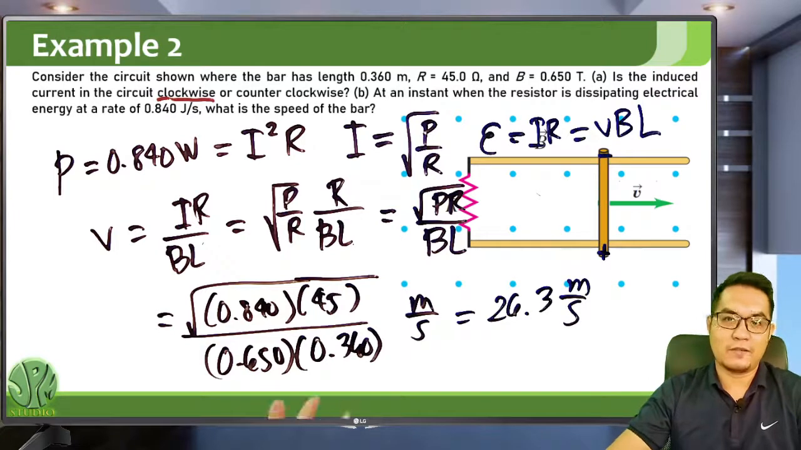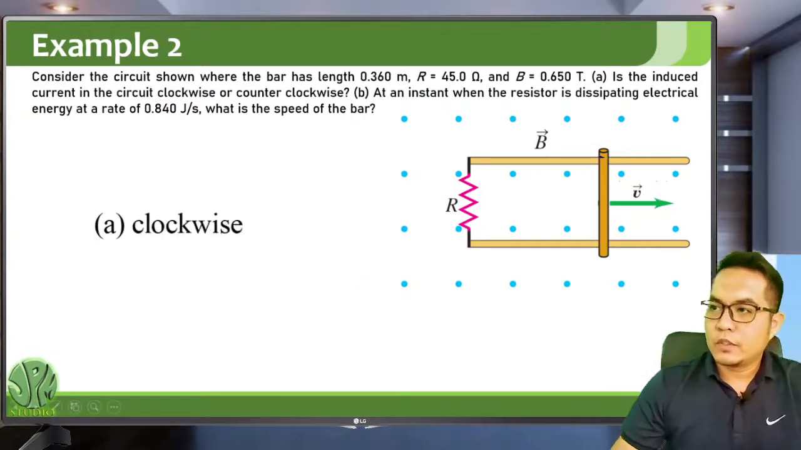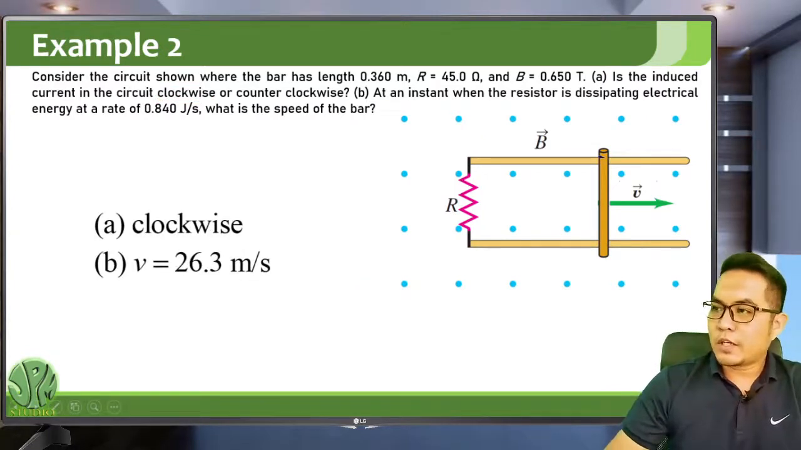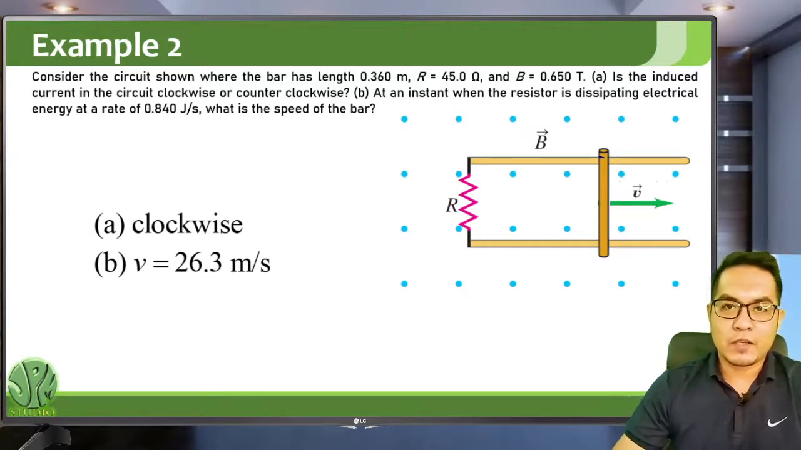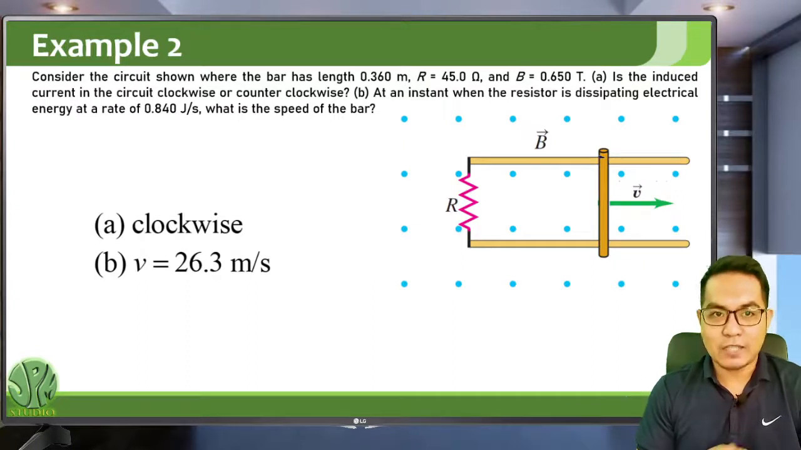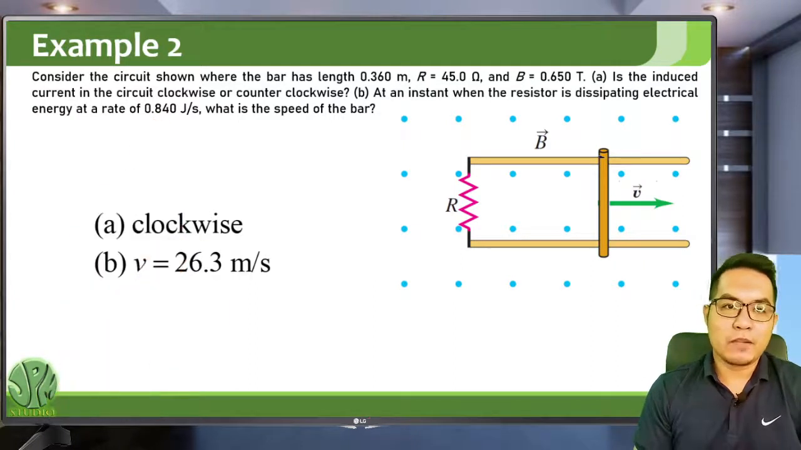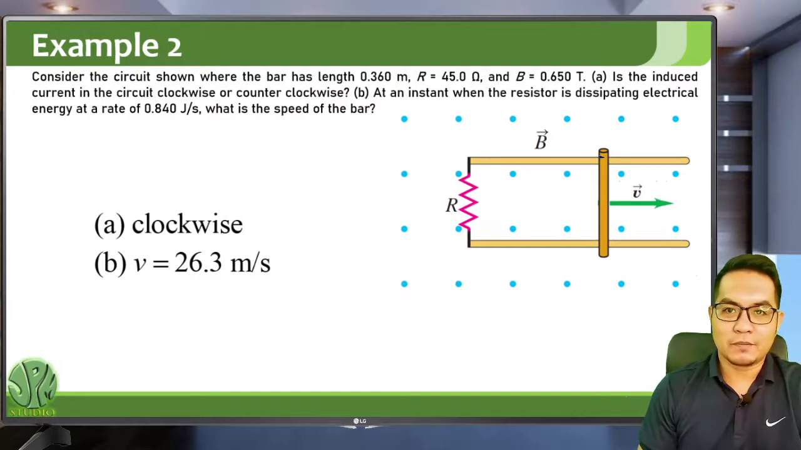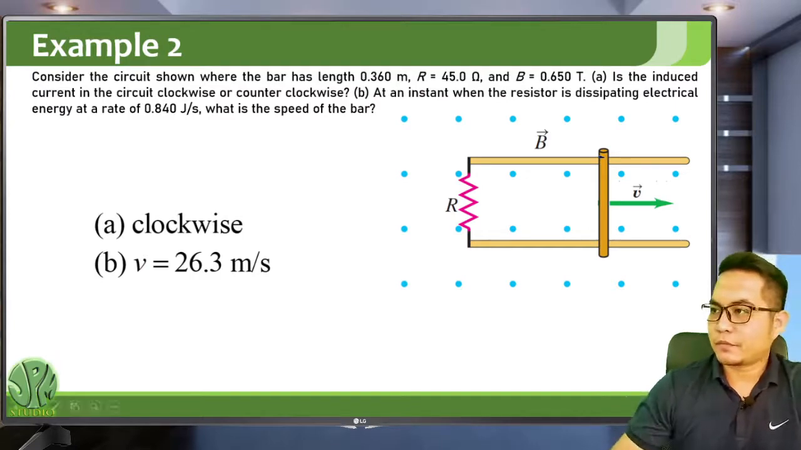Okay, it's a slightly challenging problem. So the current is clockwise and the velocity magnitude is 26.3 meters per second, but that is only at that instant where the power is 0.840 joules per second.